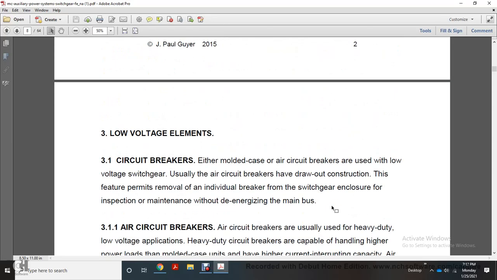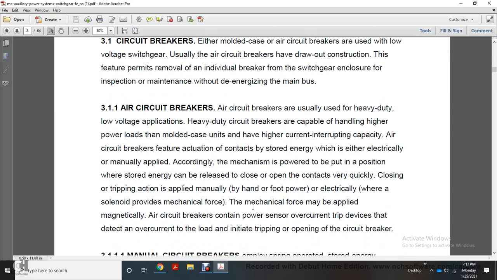Circuit breakers. Either molded case or air circuit breakers are used with low voltage switchgear, usually with the air circuit breakers having drawout construction. This feature permits removal of the individual breaker from the switchgear enclosure for inspection and maintenance without de-energizing the main bus. Air circuit breakers are usually used with heavy-duty low voltage applications. Heavy-duty circuit breakers are capable of handling higher power loads. Molded case units have a higher current interrupting capacity.